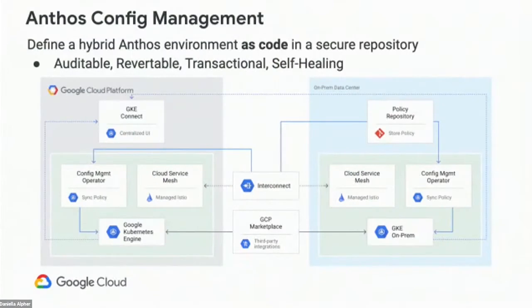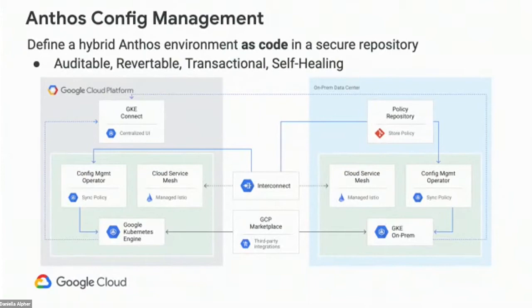Now, most organizations today have many teams working in parallel, and they have many clusters. Some are used for development, some are used for production. You have different clusters on-prem versus cloud, and if you have multiple clouds, then multiple clusters running everywhere. So in that kind of environment, how do we consistently apply and enforce policy? That's a big challenge. And Anthos Config Management is designed to address that challenge.